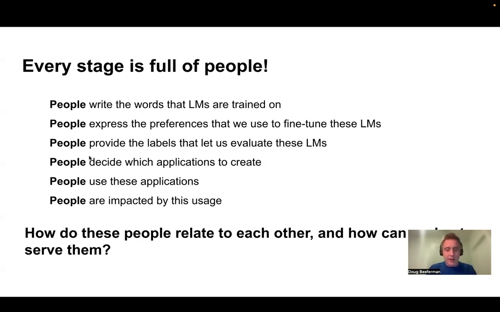And then, of course, people like you and me decide which applications we're going to create with language models. Ultimately, we're creating the applications for people, so people use the applications, and those users are affected by the applications we create. And importantly, not only are the users affected by the applications, but potentially other people too. So when you build an application, think about this entire stack of people and the interrelationships between them, and think about how they're being served and possibly harmed by the work.